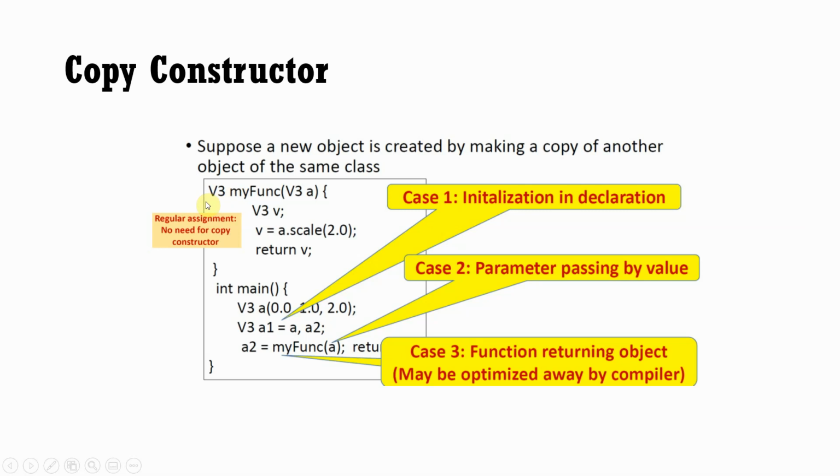So in that case, a copy constructor is also called. But this last case depends on the compiler. In some compilers this step is optimized and we don't see that the copy constructor was called. Okay, so these are the three cases where the copy constructor is called.